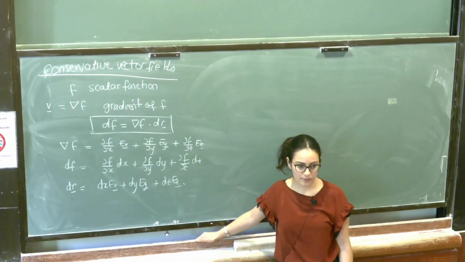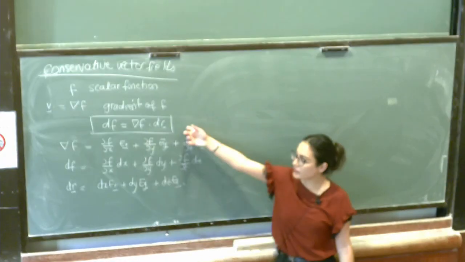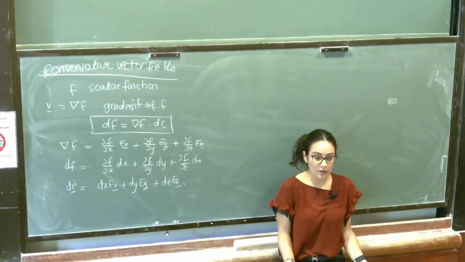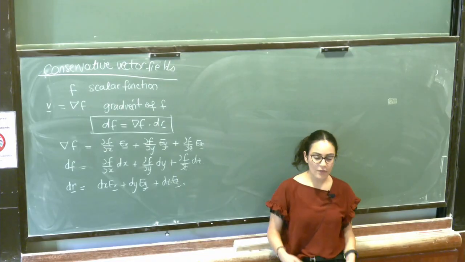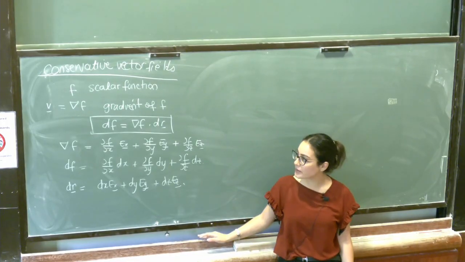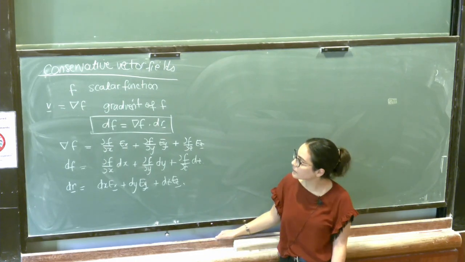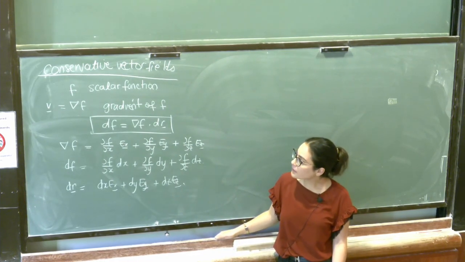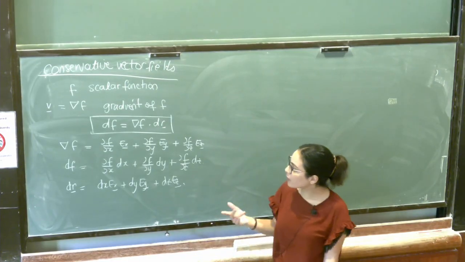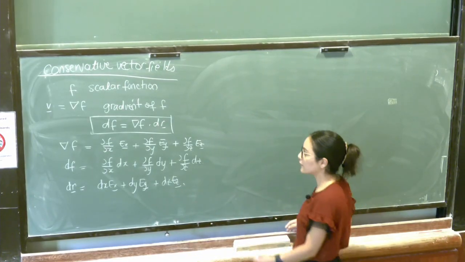Do you see it? So this expression can actually be taken to be the definition of the gradient of a function. So the gradient of a function is defined such that this happens, and this way the gradient is defined in any coordinate system. Now, from any scalar function f, I can obtain a vector field v.